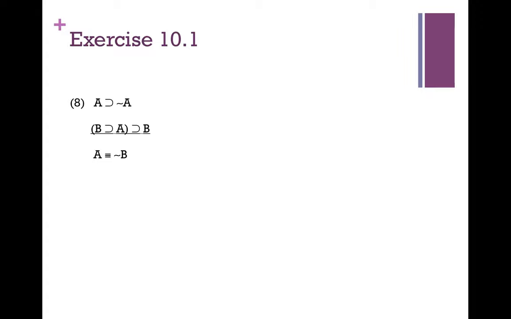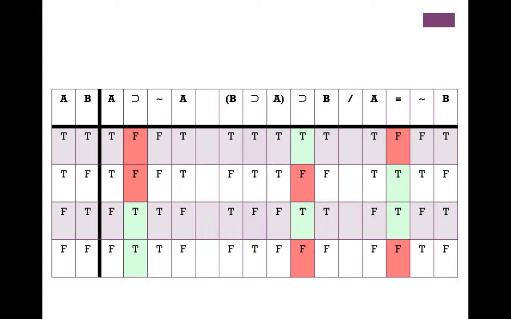So I went ahead and constructed the truth table for this, and we can see here is our first premise, if A, then not A. If B, then A, then B. And we have our forward slash, therefore A if and only if not B. And I've gone ahead and filled in the truth values for all the main connectives. You can see right here, the truth values for the main connectives.